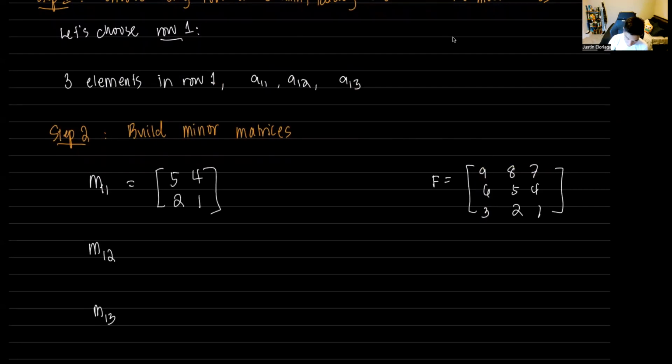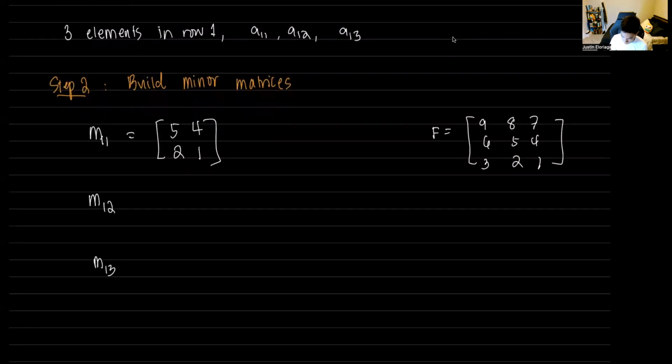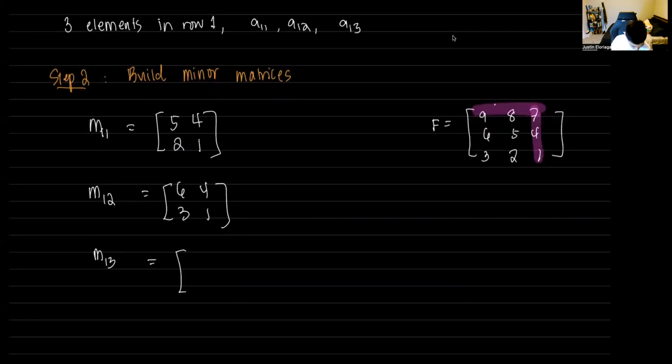Next is M12, so we delete the first row and the second column, and what we're left with is 6, 4, 3, 1. And the last, if we delete the first row and third column, this should be a 2, sorry about that, we're left with 6, 5, 3, 2.